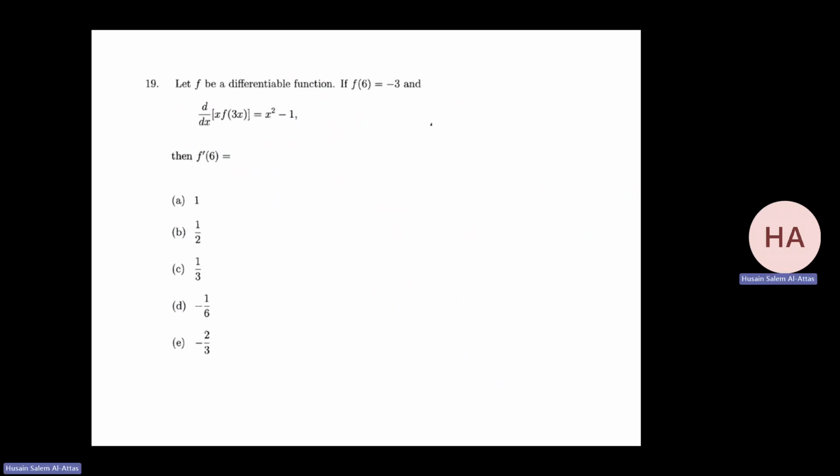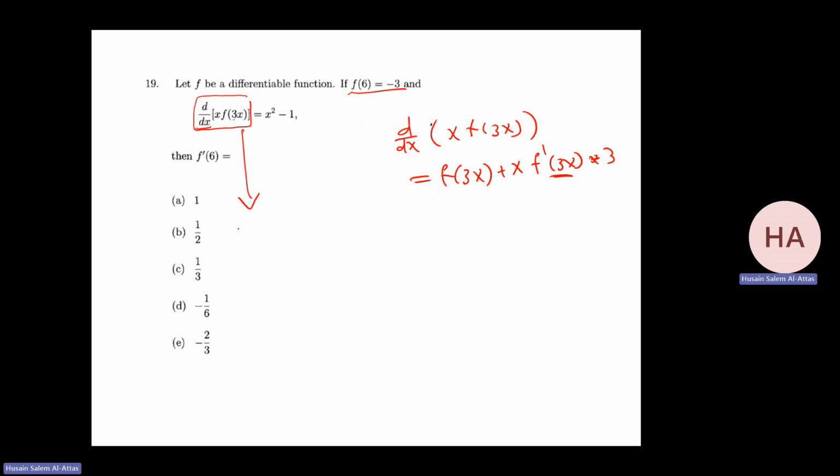Yeah. A little bit differentiable. He gave you F of 6 equal minus 3. I don't know why. He said the derivative of this function equals x squared minus 1. So what is d over dx of x f of 3x? I need the product rule. Derivative of the first is 1. It will be f of 3x plus x times f prime at 3x times 3, derivative of this. So this one will be f of 3x plus 3x f prime of 3x, and that should equal x squared minus 1.